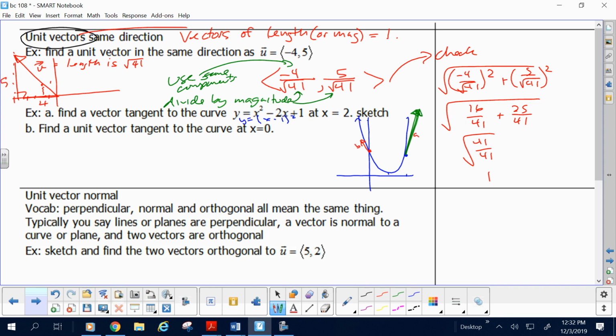This is it. All right, so how do you reckon we find a vector tangent to the curve? Take the derivative. The derivative of x squared minus 2x plus 1 at 2 is 2x minus 2 at 2, or 2. So far, so good? All right. Now, you take that and you make it a slope, put it over 1, basically.